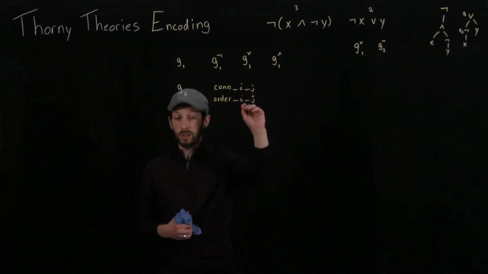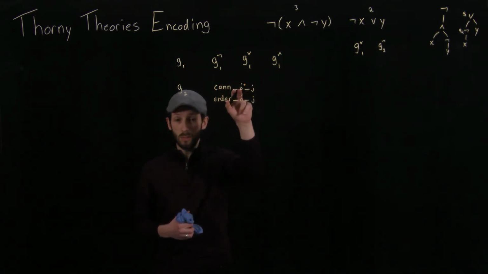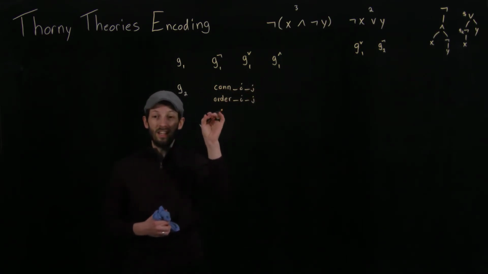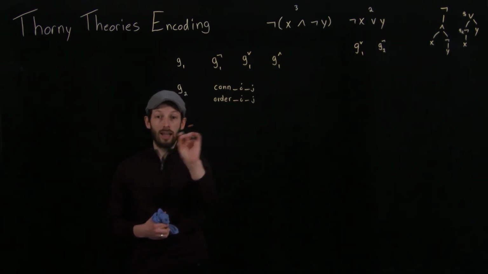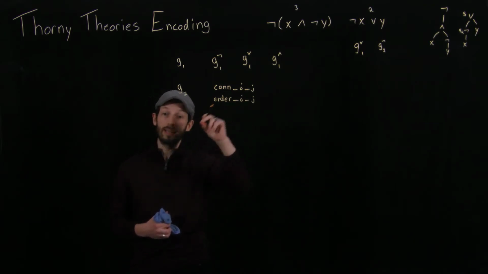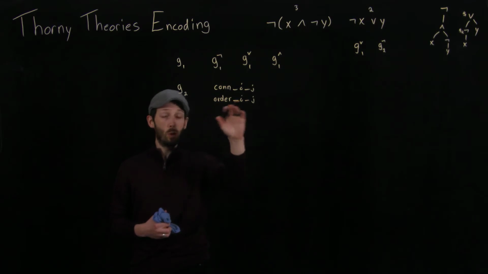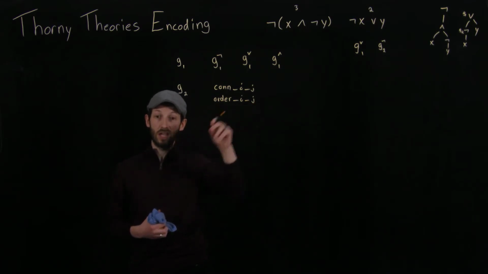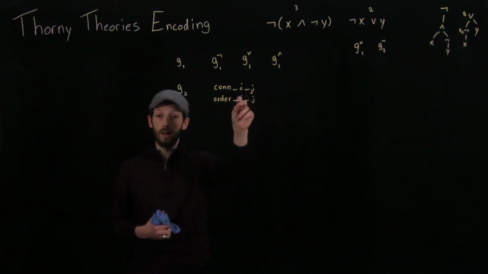Now these are very closely related. The connected proposition just says that there is a direct connection between I and J. The output of I is connected to an input of J. The order just means there is a sequence of connections that allow you to go from I to J.